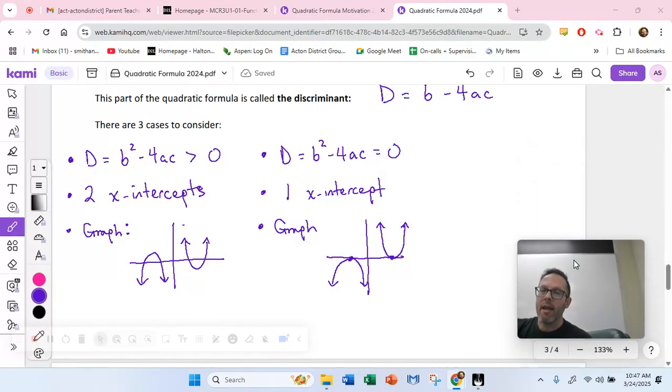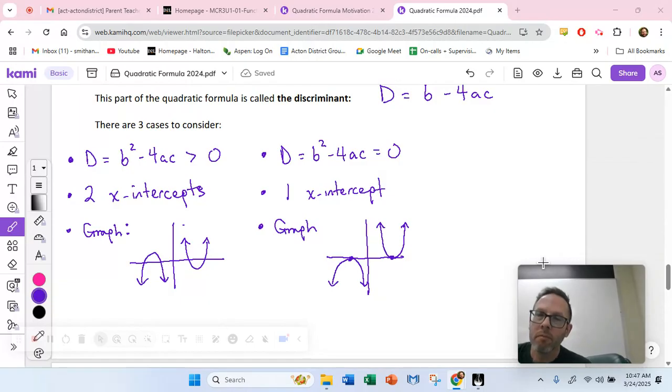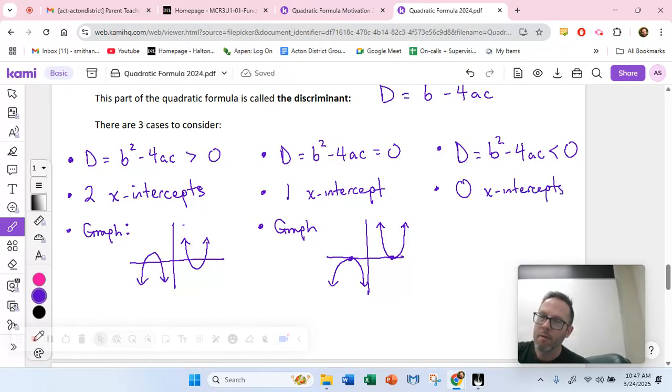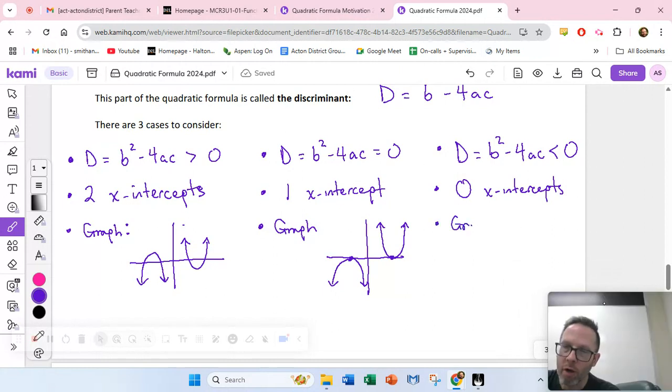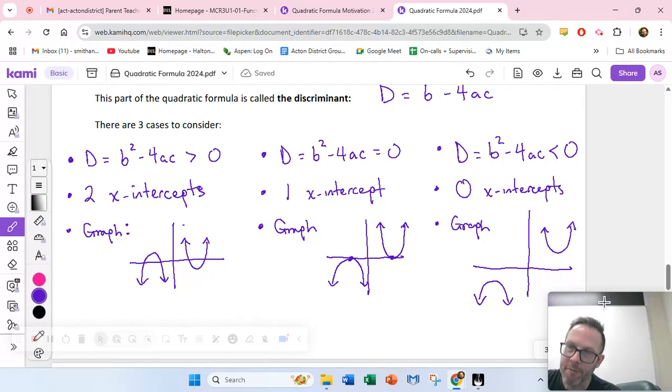All right, third case. The discriminant, you calculate it, you're doing your quadratic formula, and you get a negative number. You can stop because there's no x-intercepts. You know that for sure. You know that your graph would look something like this. Opens down, vertex below, or opens up, vertex above. Those are the only possibilities.